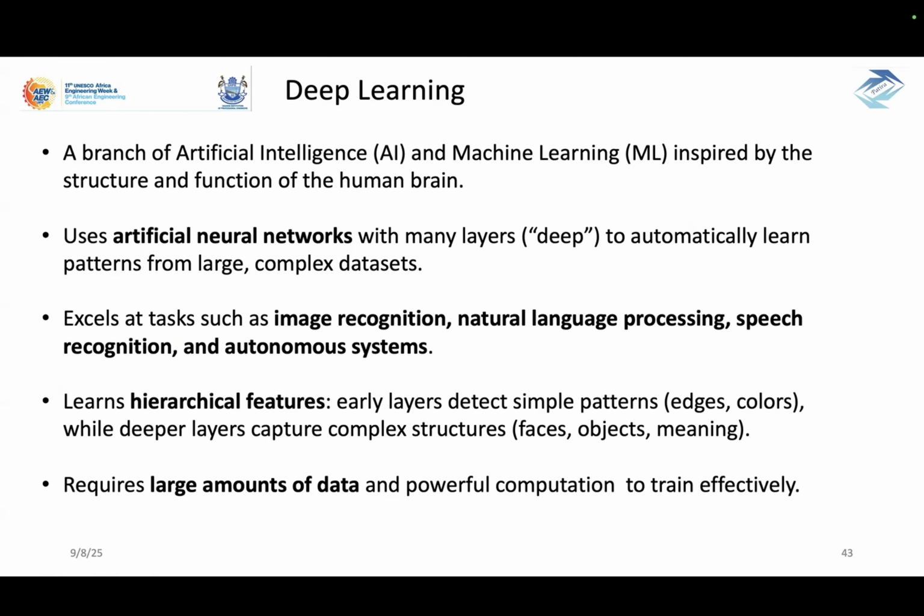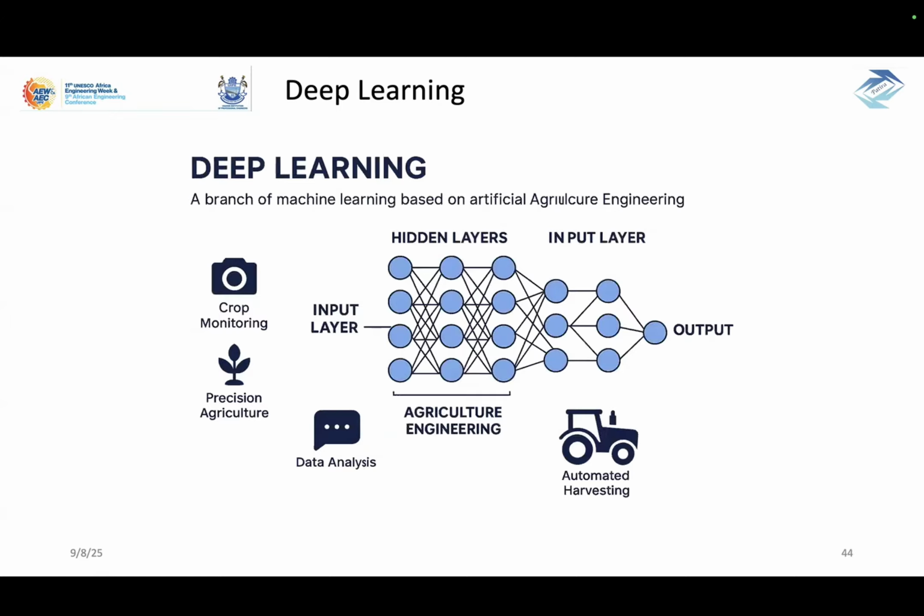But the problem is it requires a large amount of data and a powerful computer to train effectively. So unless you have a very big investment, unless you have a lot of money, it basically doesn't pay. But if you are like Google or Amazon, then it pays. So this is the cartoon of deep learning.